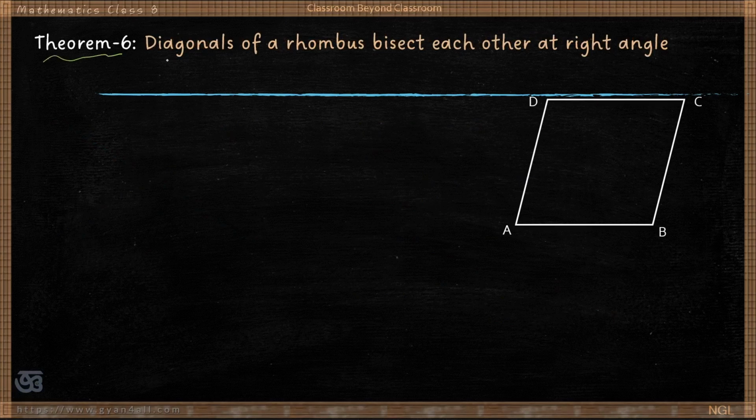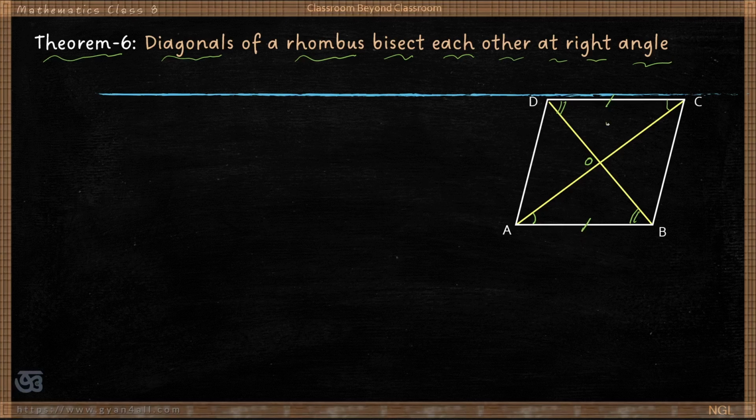Now theorem 6: diagonals of a rhombus bisect each other at right angles. Two things we have to prove, that they bisect each other and that they bisect at right angles. They bisect, which can be proved because a rhombus is a parallelogram. We have already proved that if this is the point of intersection, then this angle is equal to this angle, alternate angles, and this angle is equal to this angle. They are also alternate angles, and this side is equal to this opposite side of a rhombus or parallelogram.